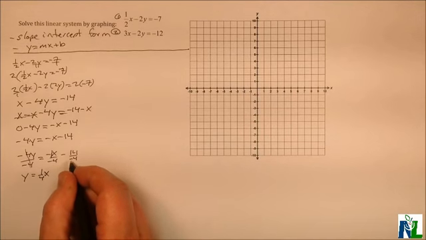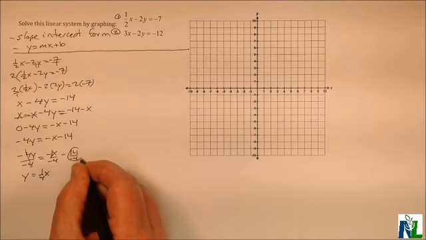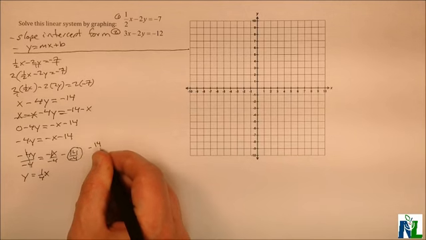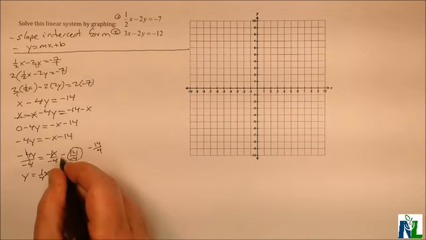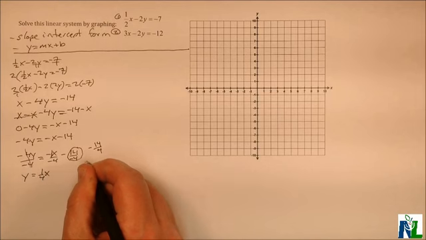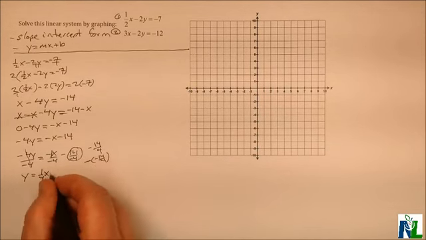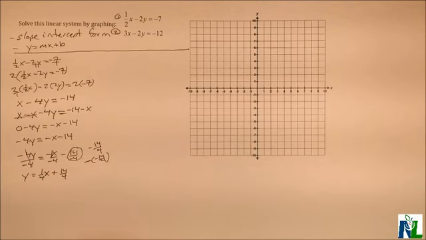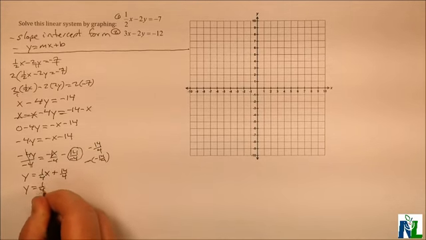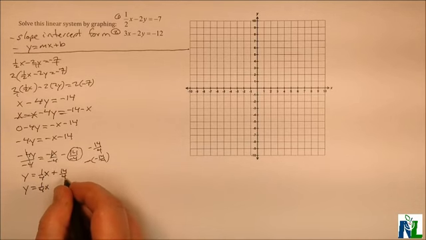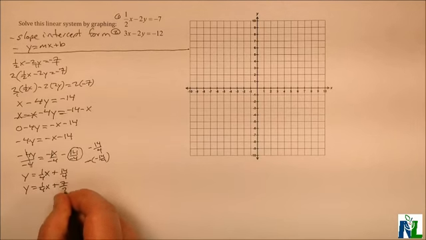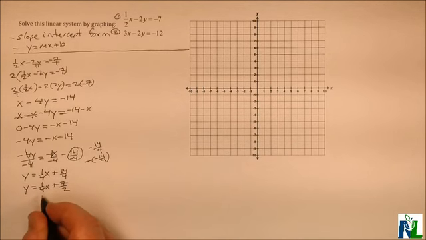Now I've got minus 14 divided by negative 4. Well, 14 divided by negative 4, I can think about as negative 14 over 4. But remember, I've got minus here. So I've got minus a negative 14 over 4. Well, minus a negative 14 over 4 is going to be plus 14 over 4. So I've got y equals 1 quarter x. Now, 14 divided by 4 can reduce. 2 goes into 14 7 times, and 2 goes into 4 twice. So I've got y equals 1 quarter x plus 7 over 2. So the slope is a quarter, and the y-intercept is 7 over 2.